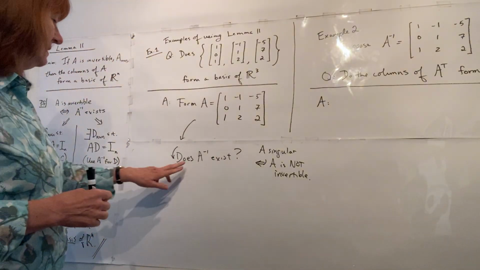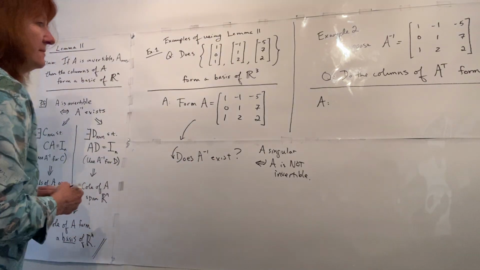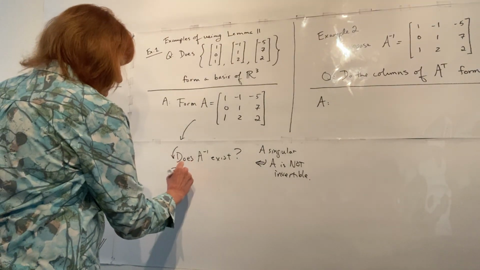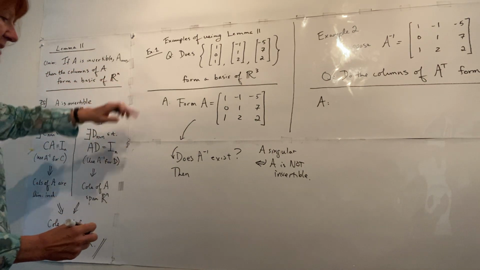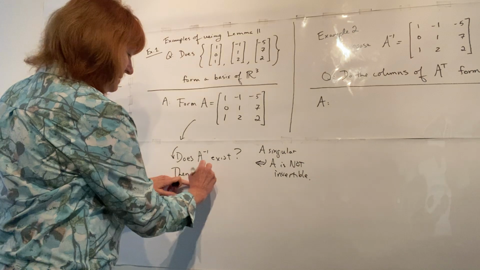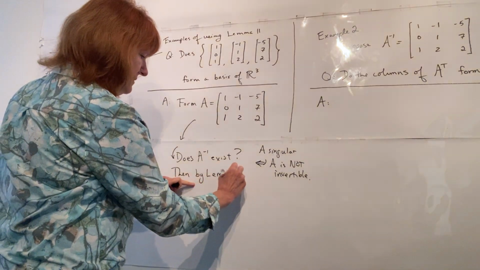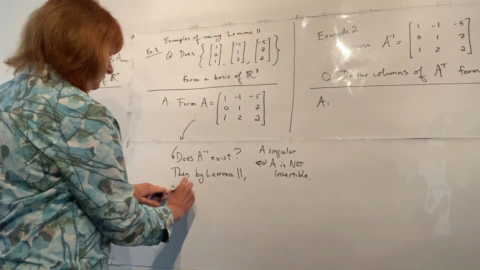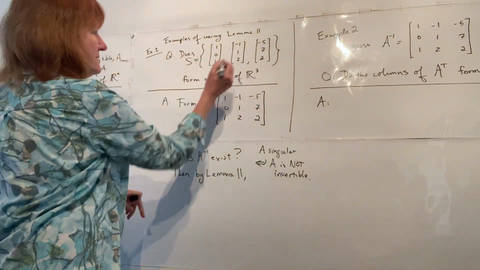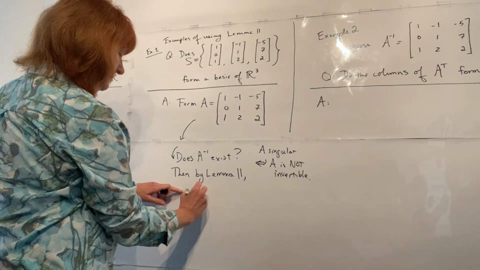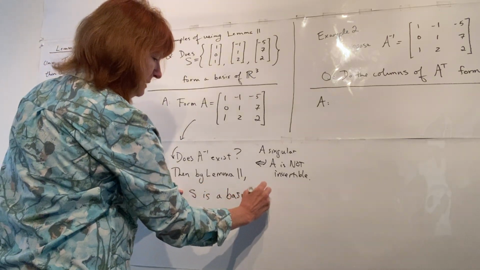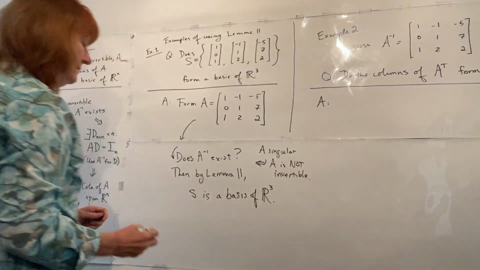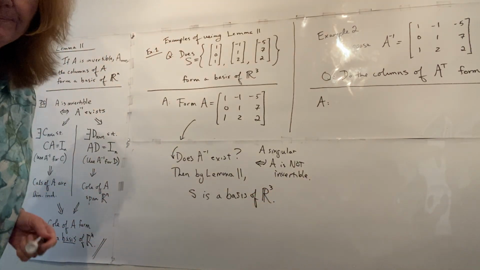Okay. So if A inverse exists, then since A inverse exists, its columns form a basis of Rn. So you could say, then by Lemma 11, if we're calling this set of vectors S, then S is a basis of R3. Okay.